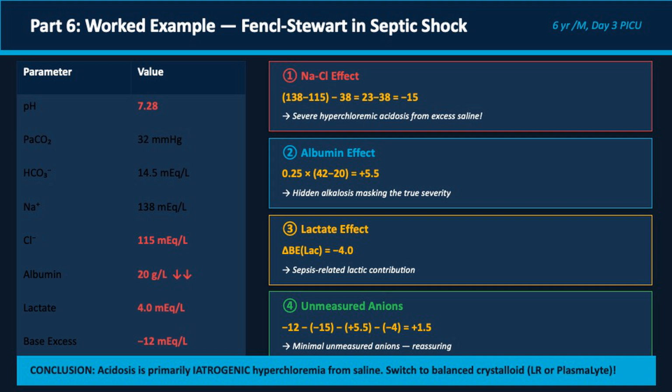So what will be the treatment? Simple. Stop normal saline and switch to lactated Ringer's or Plasma-Lyte. You cannot reach this conclusion with traditional bicarbonate analysis alone. And that's the power of the Stewart approach.